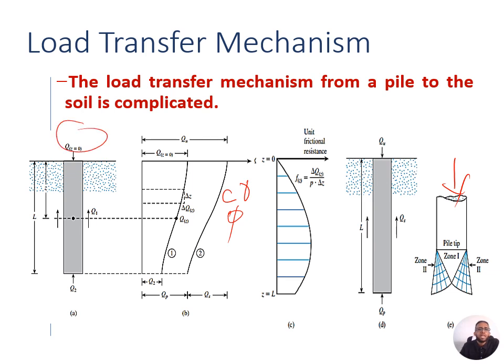The overall load bearing capacity of a pile depends on the combined effects of end bearing and shaft friction. So understanding this load transfer mechanism is crucial for accurately designing and analyzing this pile foundation system. So this figure illustrates different components and zones involved in the complex pile soil interaction.